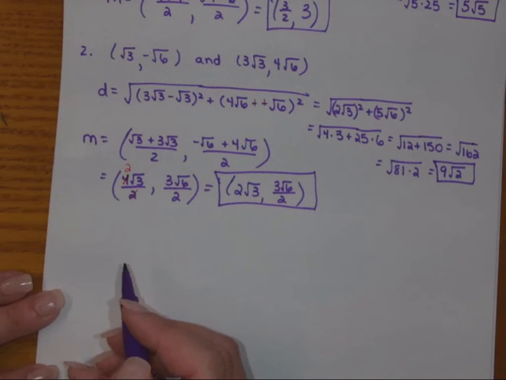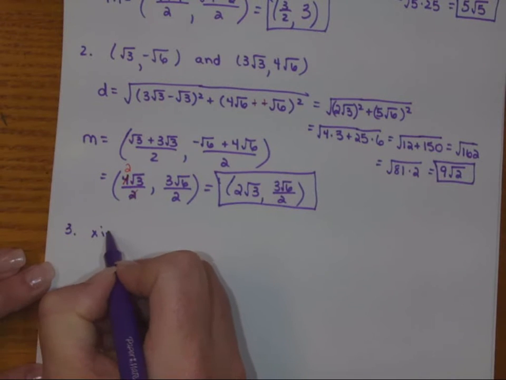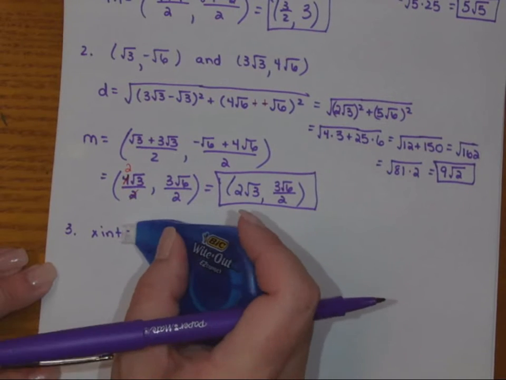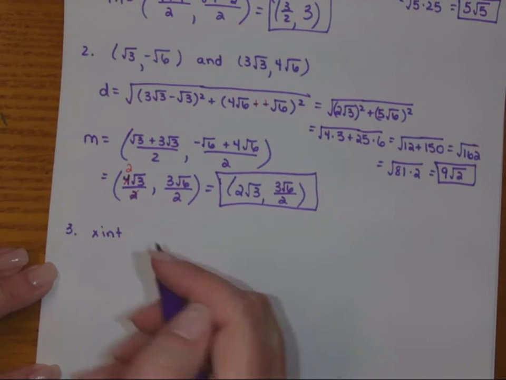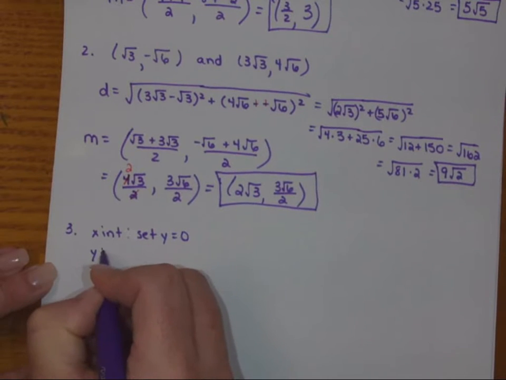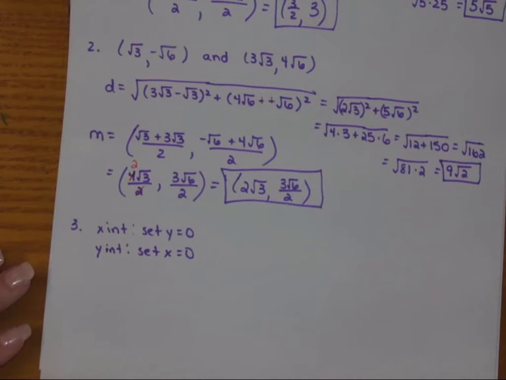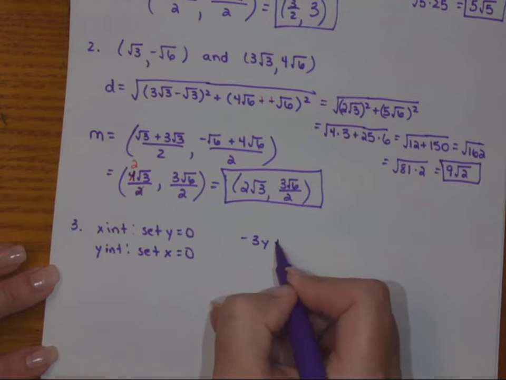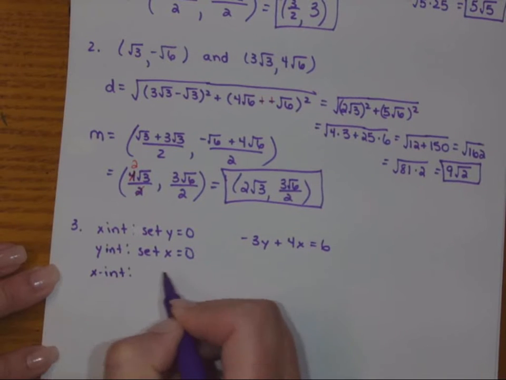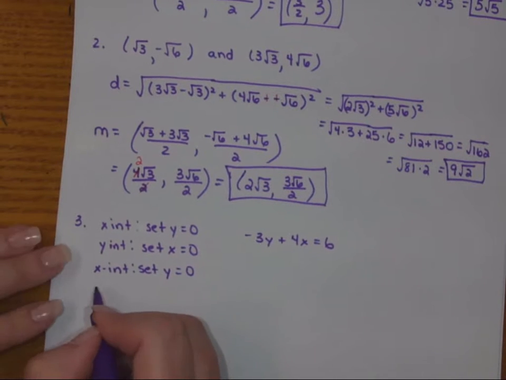Okay, so let's look at 3 and 4. Find the x and the y intercepts. Okay, remember to find the x-intercept, you set y equal to 0. So whenever you want to find either intercept, you set the other thing equal to 0. So for 3, we've got the equation negative 3y plus 4x equals 6. So on your test, I want to see where you did the work. I want to see where you knew that, hey, I need to set the y equal to 0, and then where you did it.